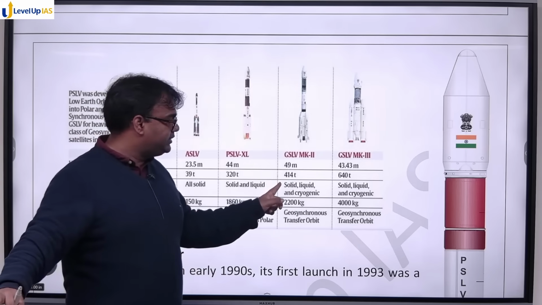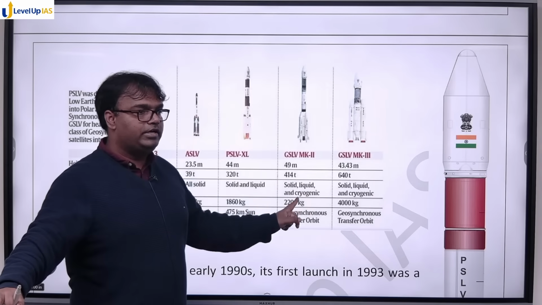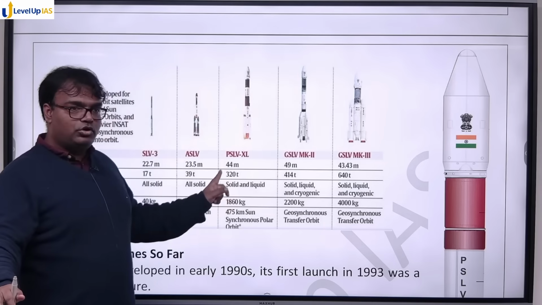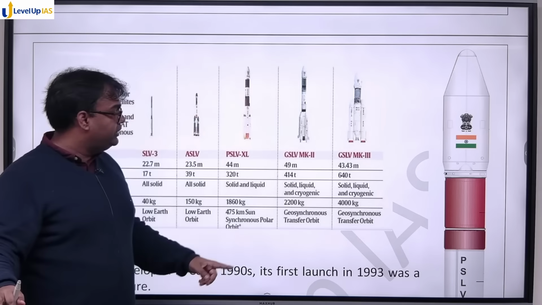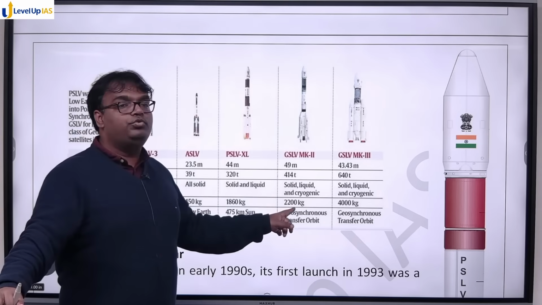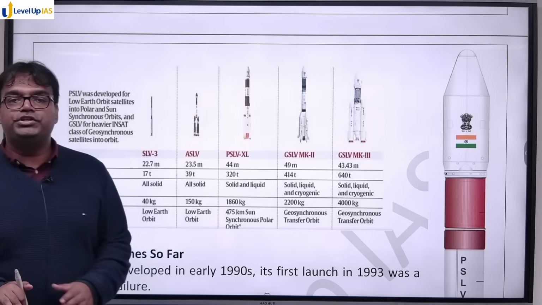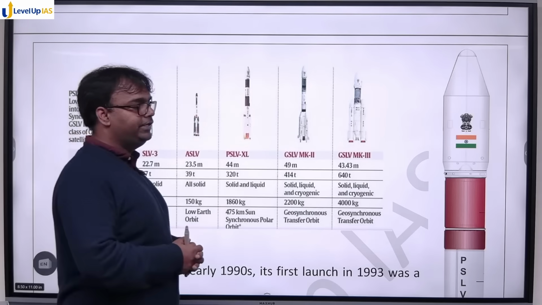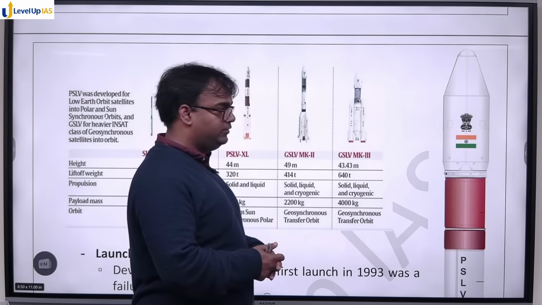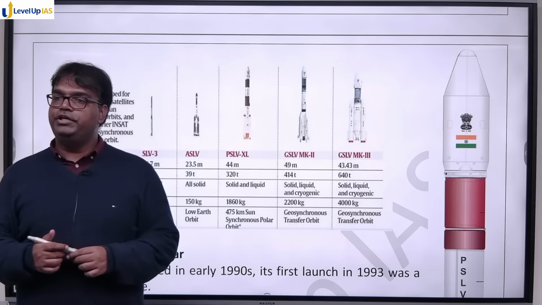It has 3 stages: solid, liquid and cryogenic. PSLV had 4 stages: solid, liquid, solid, liquid. GSLV has 3 stages: solid, liquid and cryogenic. What is its capacity? It can carry 2200 to GTO. Geostationary transfer orbit, how much weight can it carry? Around 2200 kg to GTO, to geostationary transfer orbit.